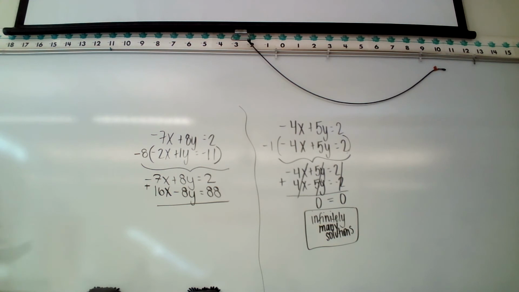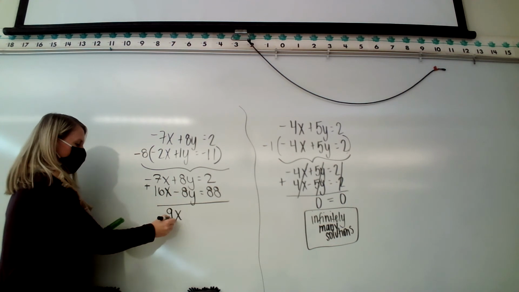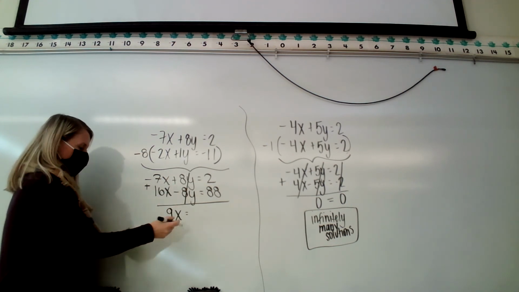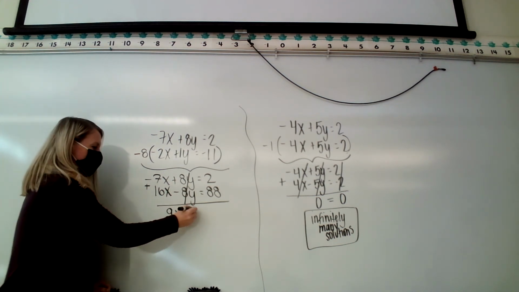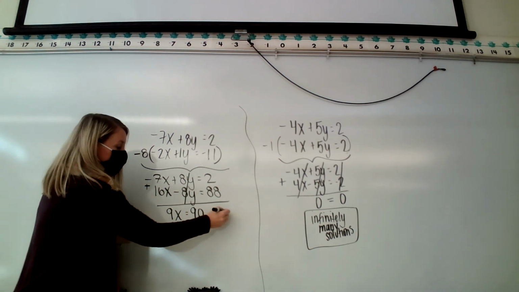All right, what do we got? I'm getting lazy. -7 plus 16 I could have done. That's 9x. These eliminate because when I add them, it's 0. Okay, I'm embarrassed, I just picked up my calculator. That gives me 90. And then I'll divide, and x will equal 10.